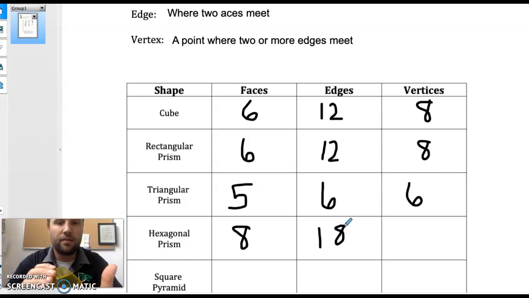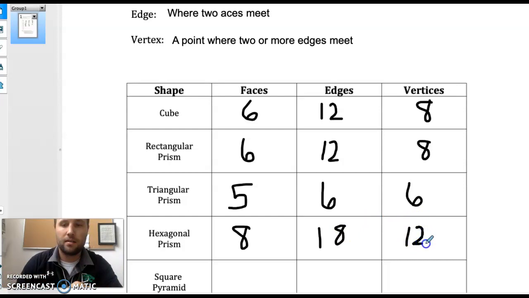Vertices, you're going to have 6 in the front, 6 in the back. 6 and 6 is 12. All right, remember 6 there and 6 points there. Remember, points are different than edges. Edges, that's not pointing, that's just an edge. That is pointing, right? That's a vertice.